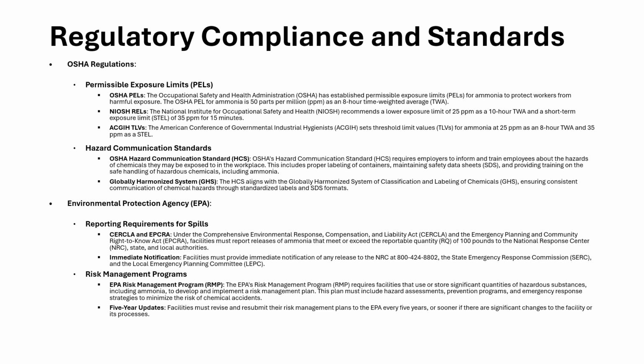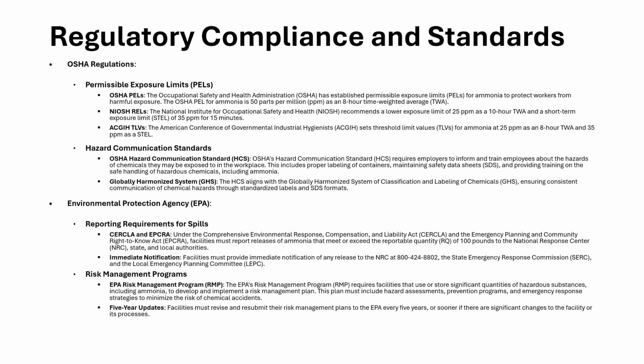Hazard communication standards. OSHA's hazard communication standard requires employers to inform and train employees about the hazards of chemicals they may be exposed to in the workplace. This includes proper labeling of containers, maintaining safety data sheets, and providing training on the safe handling of hazardous chemicals, including ammonia. Globally Harmonized System, GHS. The GHS aligns classification and labeling of chemicals, ensuring consistent communication of chemical hazards through standardized labels and SDS formats.